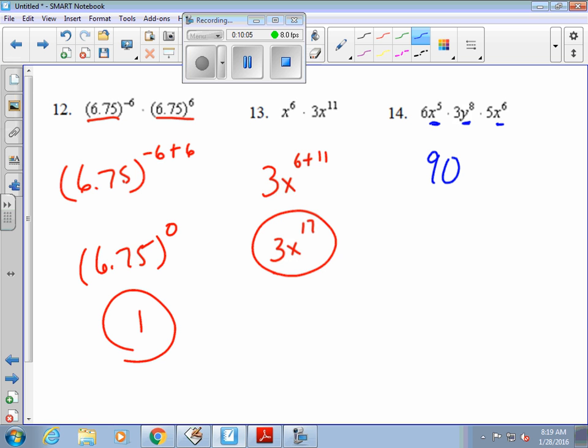When you multiply the same base, x and x, the first and the last one, you add 5 plus 6. The y to the eighth does not add to them because it's different than x. So it's simply y to the eighth. So to simplify this, we have 90x to the 11th, y to the eighth.